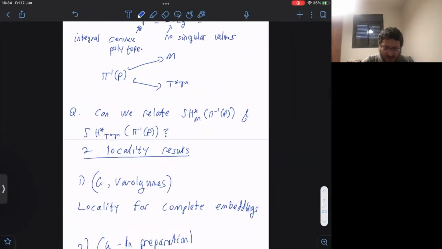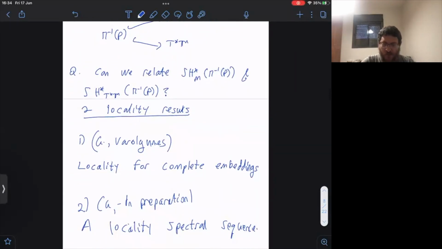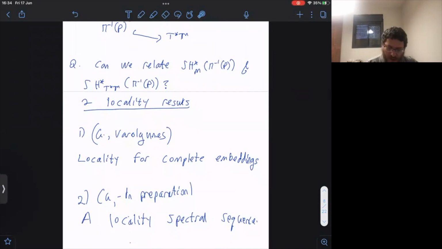Okay, so I want to discuss two locality results. One is already on the arXiv. It's a result which I have jointly with Umut Varolgunes, which concerns the case of complete embeddings, and the other is a result which is still in preparation about a certain locality spectral sequence.